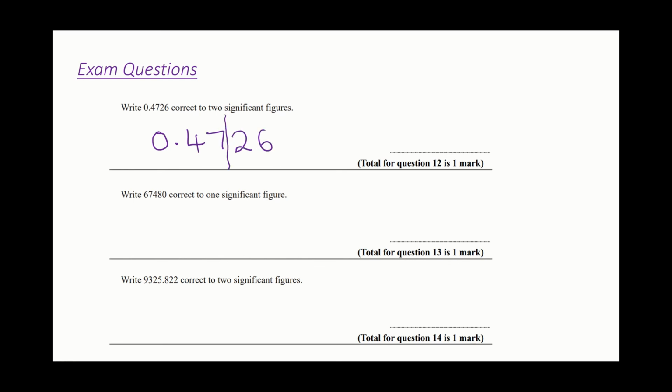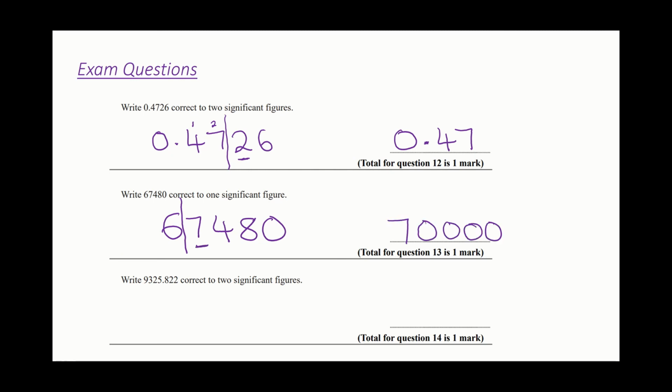0.4726. The line goes after the 7 as these are the first 2 significant numbers. The 2 is the deciding number, so the answer is 0.47. 67,480 to one significant figure. The 7 decides, so the answer is 70,000.